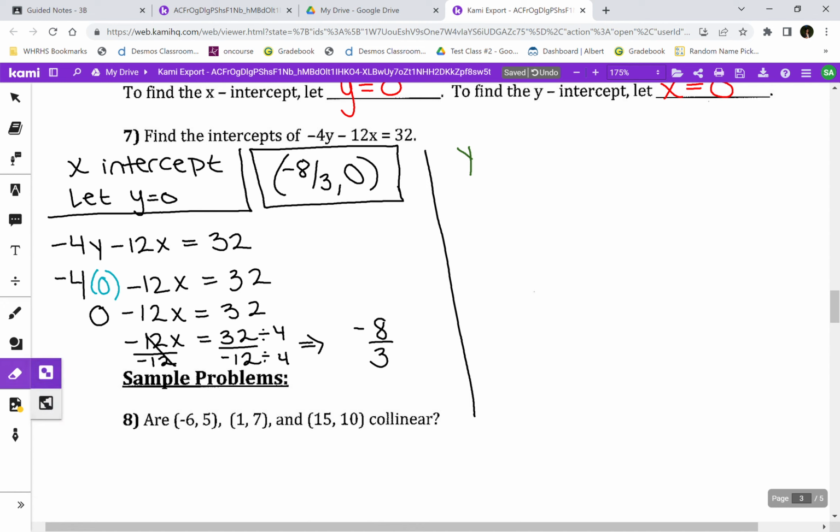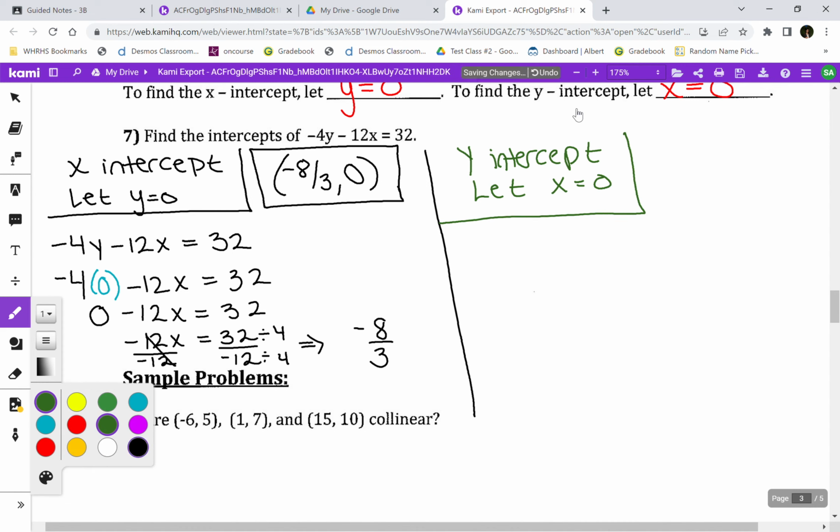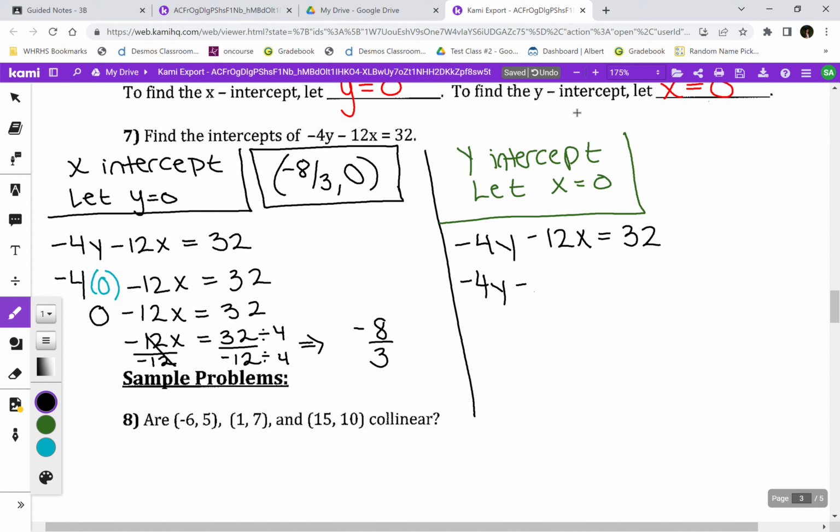Now let's go ahead and find the y-intercept. For the y-intercept, we let x equal 0. So we go back to our main equation, negative 4y minus 12x equals 32. This time I'm going to substitute in a 0 for x. So we have negative 4y minus 12 times 0 equals 32.